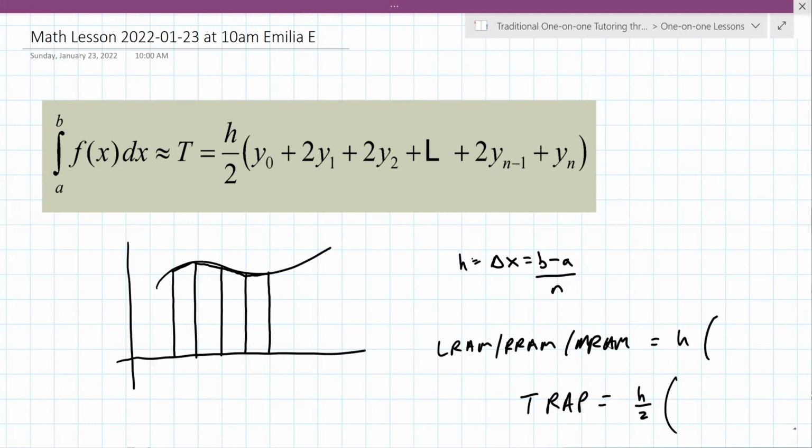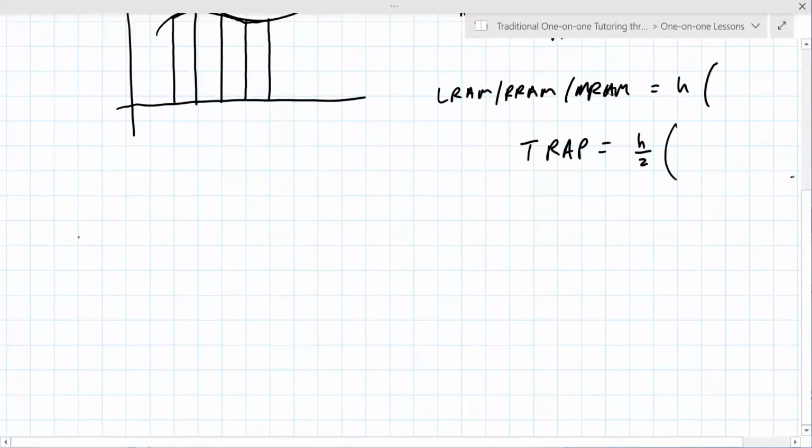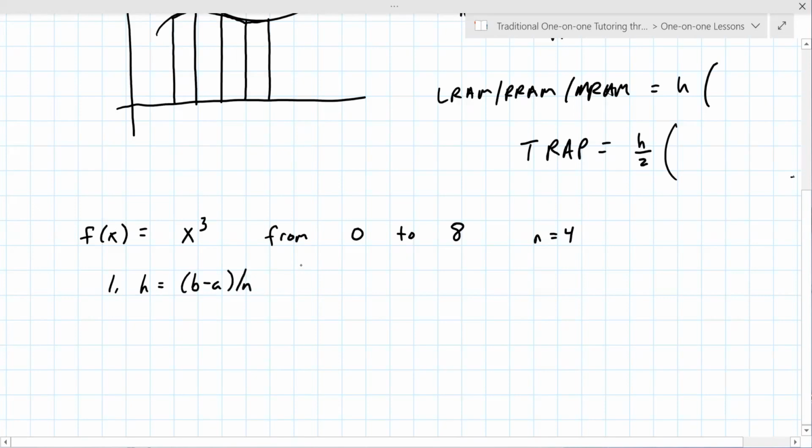So let's pick a pretty basic one here. Let's say f of x equals x cubed, and let's go from 0 to 8. And we'll do n equals 4 rectangles. So the first step is to find h. h is b minus a over n, so 8 minus 0 over 4, which is 2.